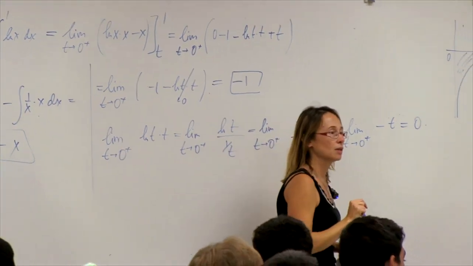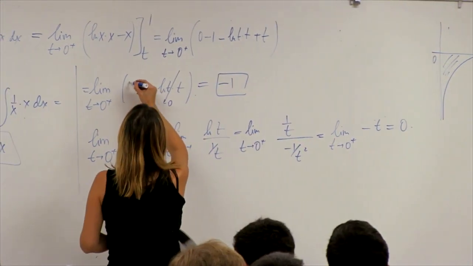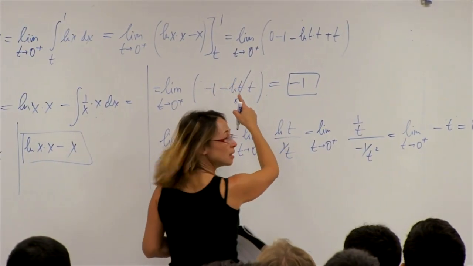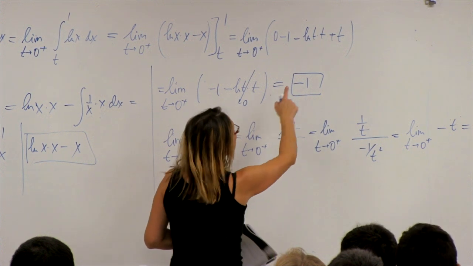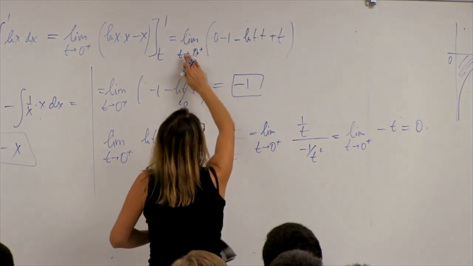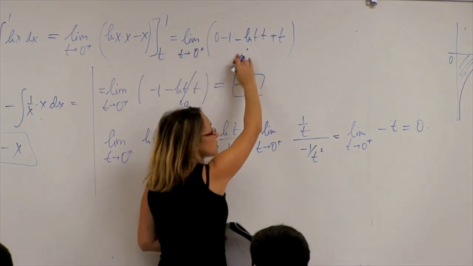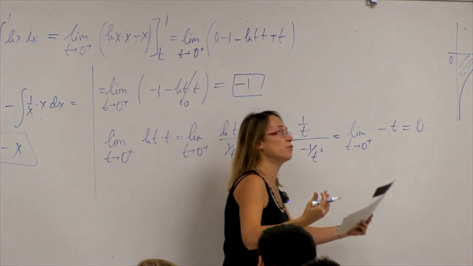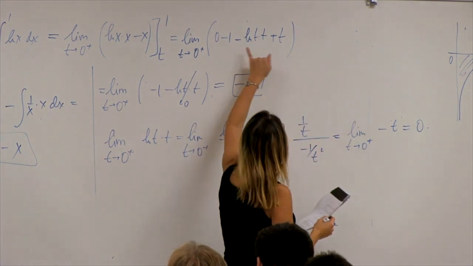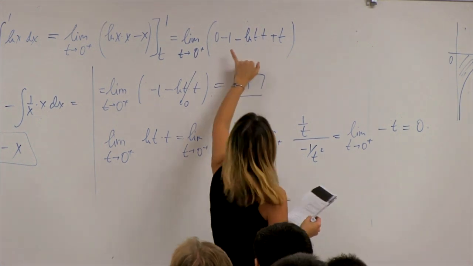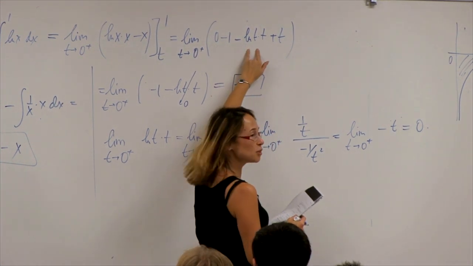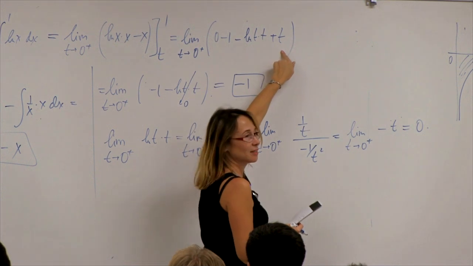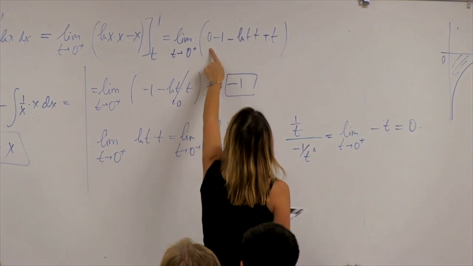Can we just plug in t equals 0 in the integral of t times ln t? Yeah. So we have a limit of a sum of several things. A limit of a sum of different functions, you can evaluate each limit separately and then add them up. So this is a 0, this is a constant, this is the difficult one. But when you plug in 0, it's still 0.